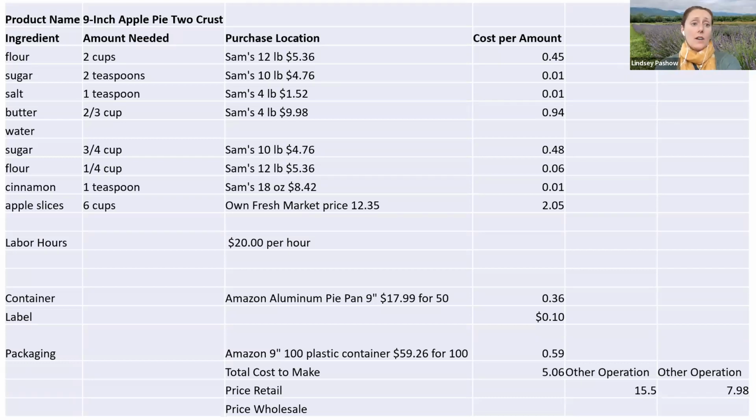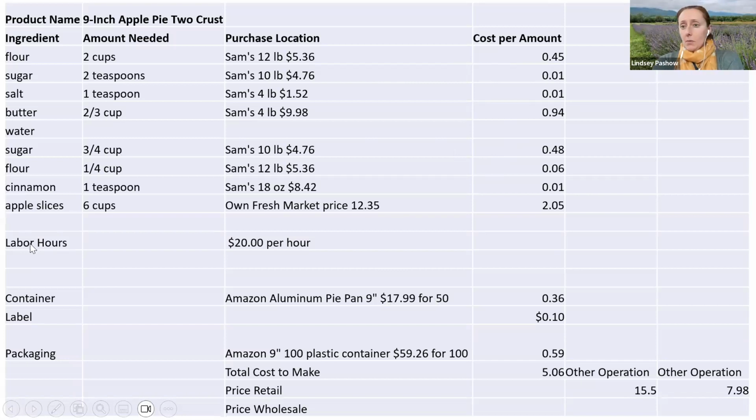And this was just an example that I put together quickly on making a 9-inch apple pie crust. I have my ingredients, the amounts needed, and my purchase locations, like how big the bag was and the full price on it. That includes, if there was something like on the containers, that it would have the tax included. And then I figure it exactly down to cost per amount.